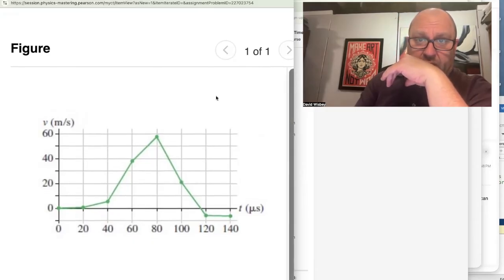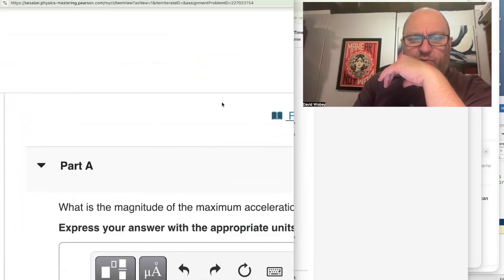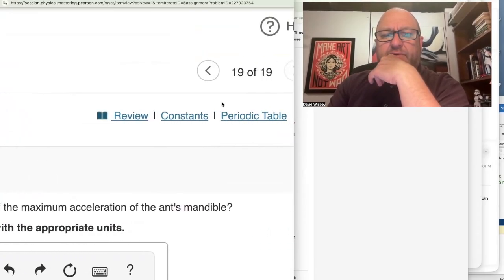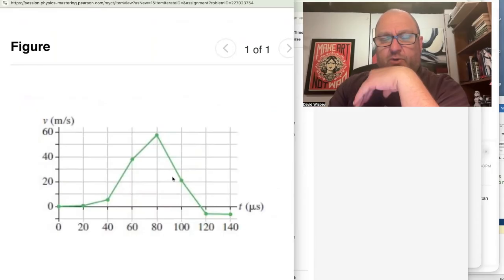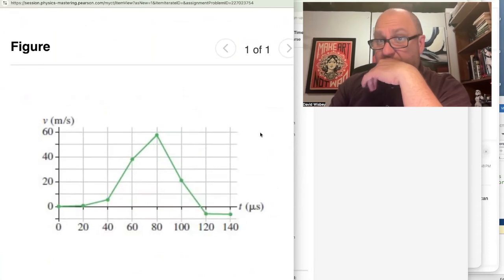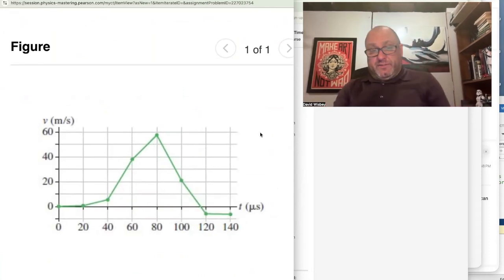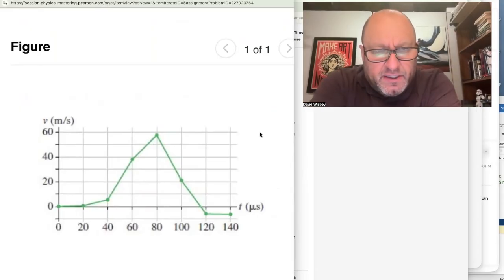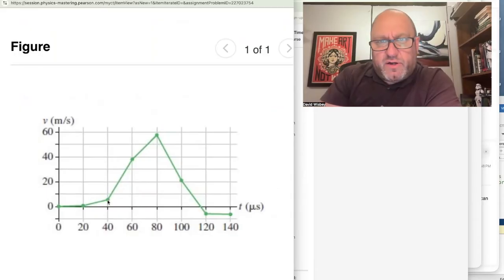Now, our problem asks, what is the magnitude of the maximum acceleration of the ant's mandibles? That means we need to find basically the steepest slope on the graph, and that's going to be our acceleration. So I'm looking at the graph here.